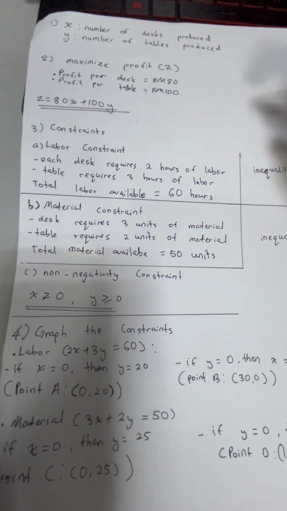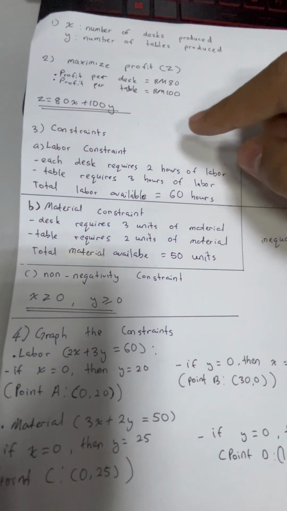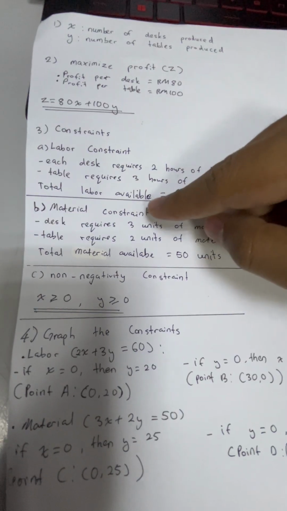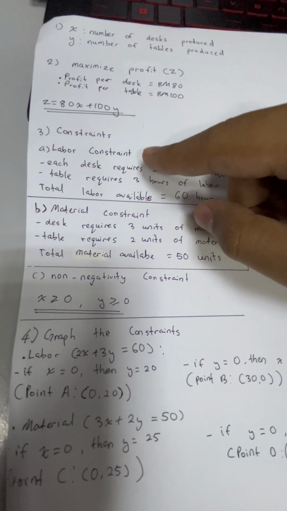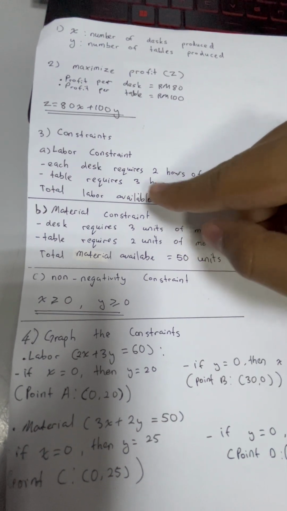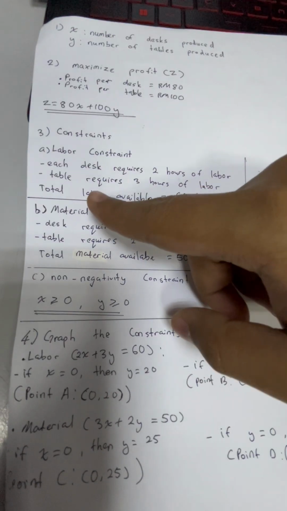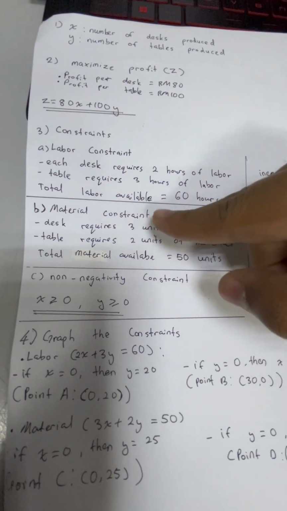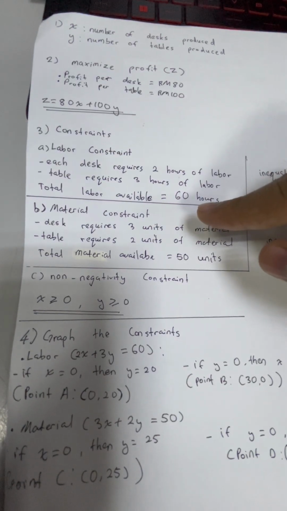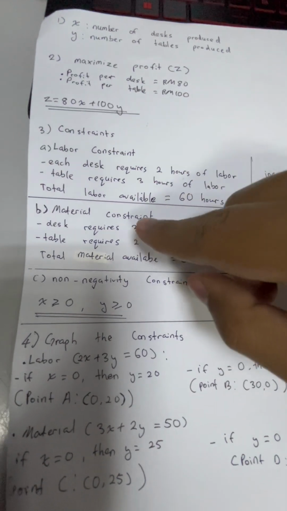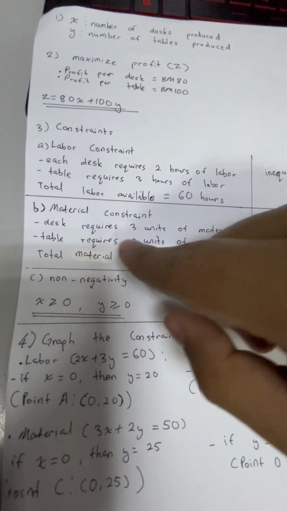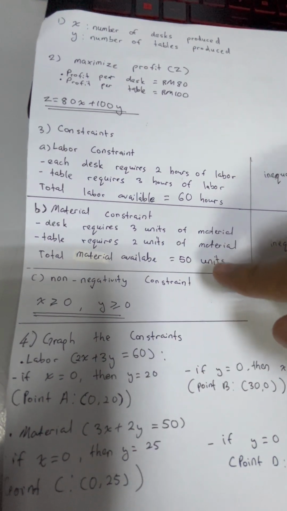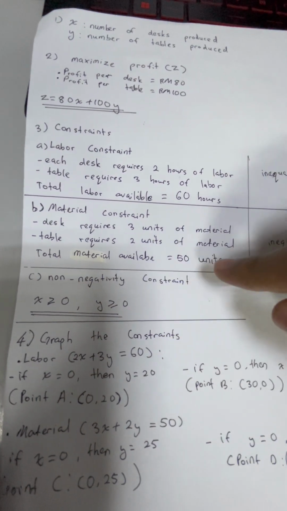For the third step, which is the constraints, we get two constraints, which are the labor constraint and the material constraint. For the labor constraint, each desk requires 2 hours of labor and each table requires 3 hours of labor. Our total labor available is 60 hours. For the material constraint, a desk requires 3 units of material, whereas a table requires 2 units of material. Our total material available is 50 units.